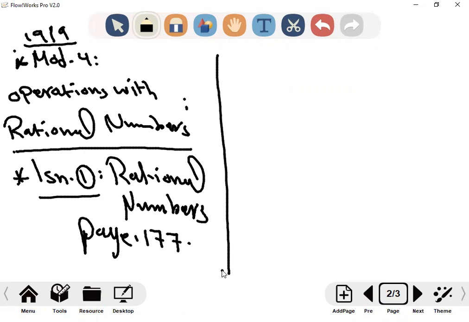Now rational numbers are like fractions. We dealt with the fractions before, right? We add them, we subtract them, multiply. We did everything with the fraction. But in this chapter, what's the new thing? The new thing is that we will have negative fractions. So here we will add, subtract, multiply fractions, but some of them positive, some of them negative.